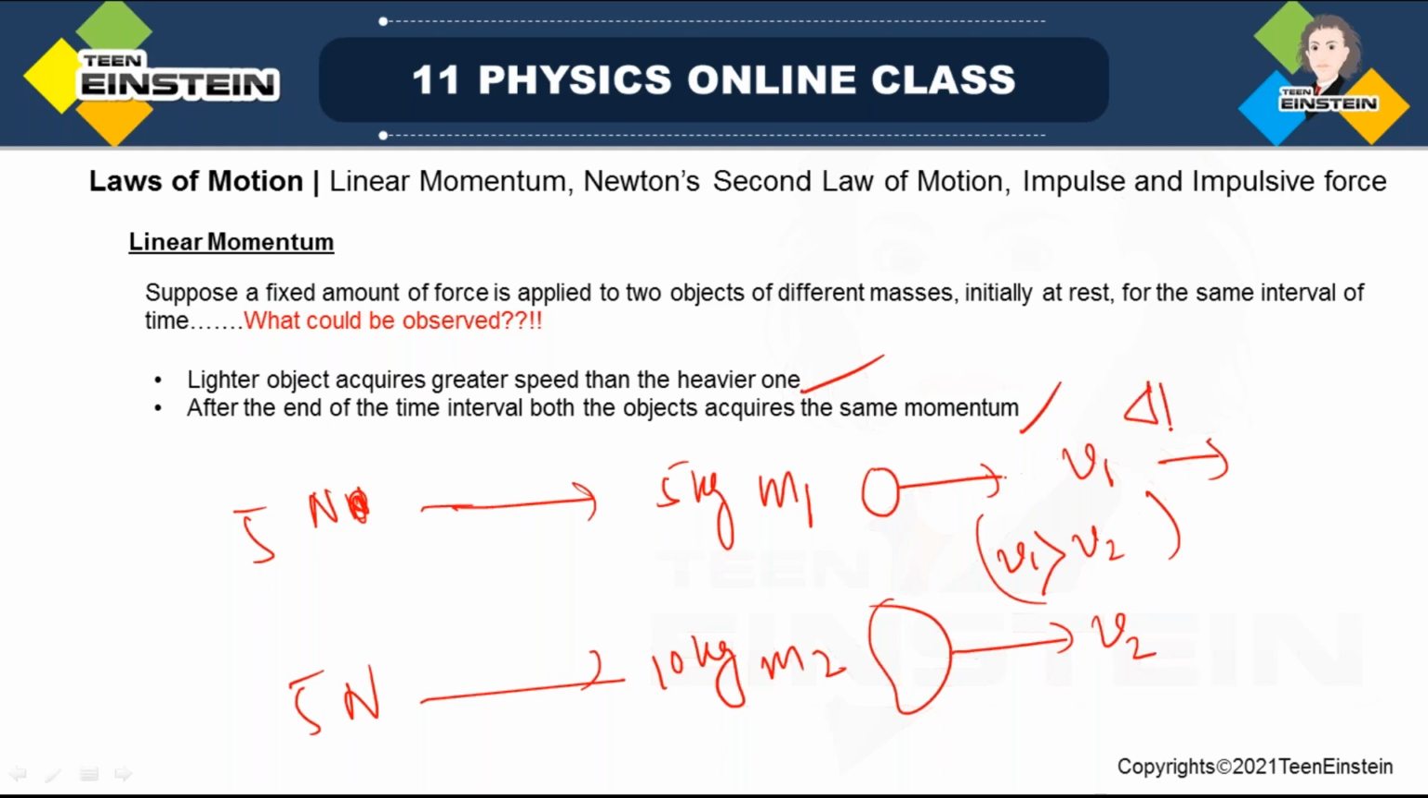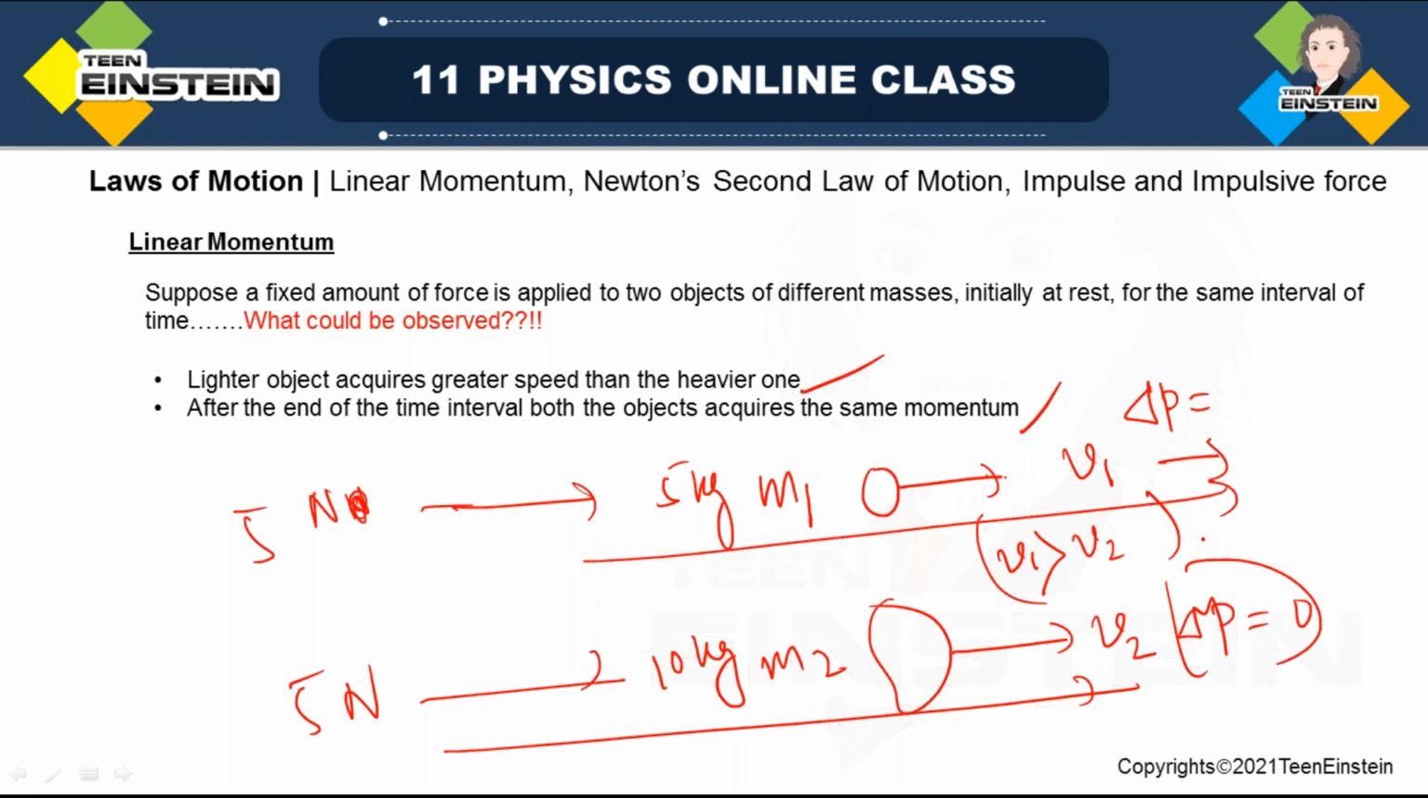in this case delta p, and in this case also delta p. If you check the whole process, the change in linear momentum will be the same, even though one is 5 kg and the other is 10 kg. The applied forces on them are also the same, so the change in the linear momentum is the same for both of them.